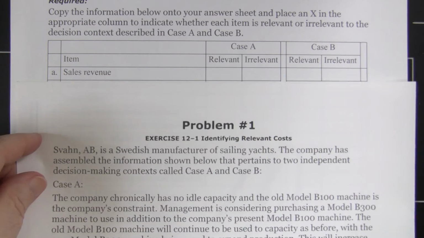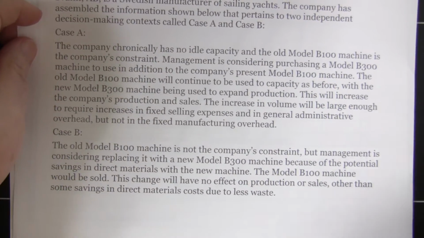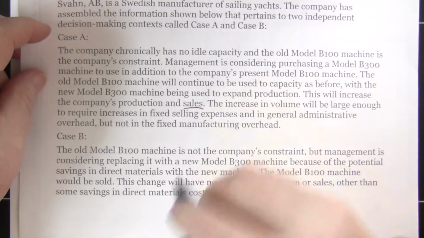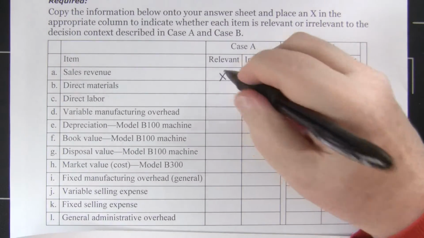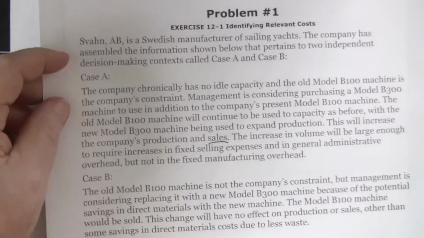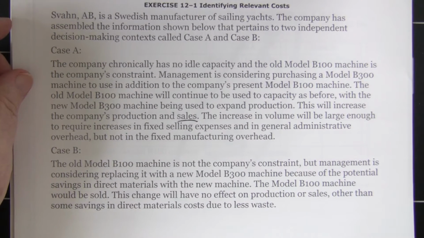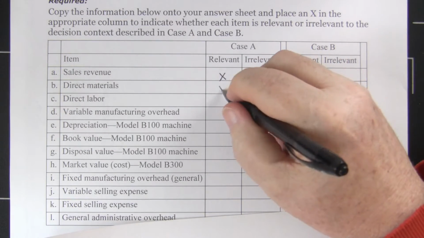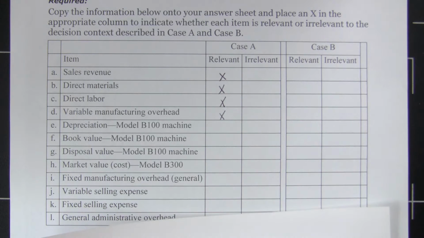In case A, sales revenue. Will the revenue change in case A? This will increase the company's production and sales. So the revenue will change. That means it's relevant. Because remember, if it doesn't change, it's not relevant. The increased volume will mean increased direct materials, direct labor, and variable overhead. They're all relevant because they're going to change.